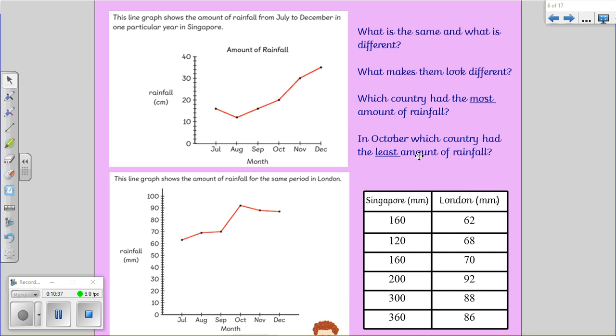So if we have a look at the final question, in October, which country had the least amount of rainfall? So for London in October, it was 92 millimetres. For Singapore, it was 20 centimetres, which we know is now 200 millimetres. So which one had the least amount of rainfall? Well, we know that that is London.